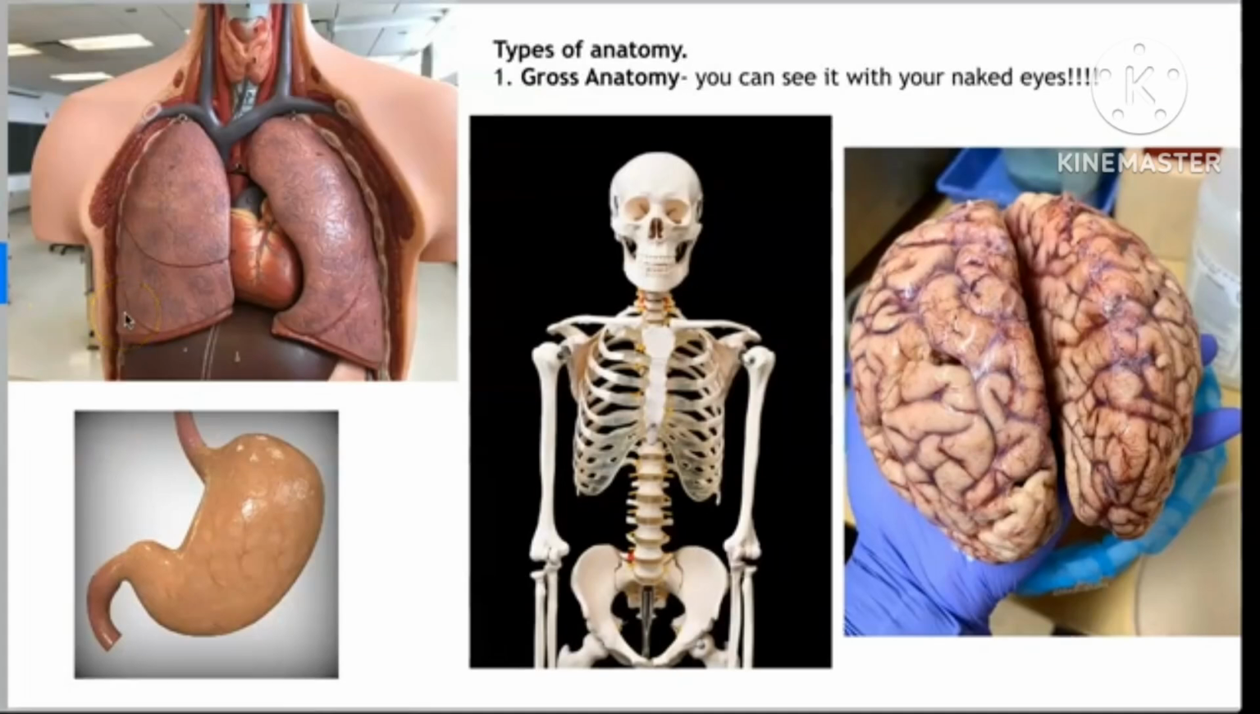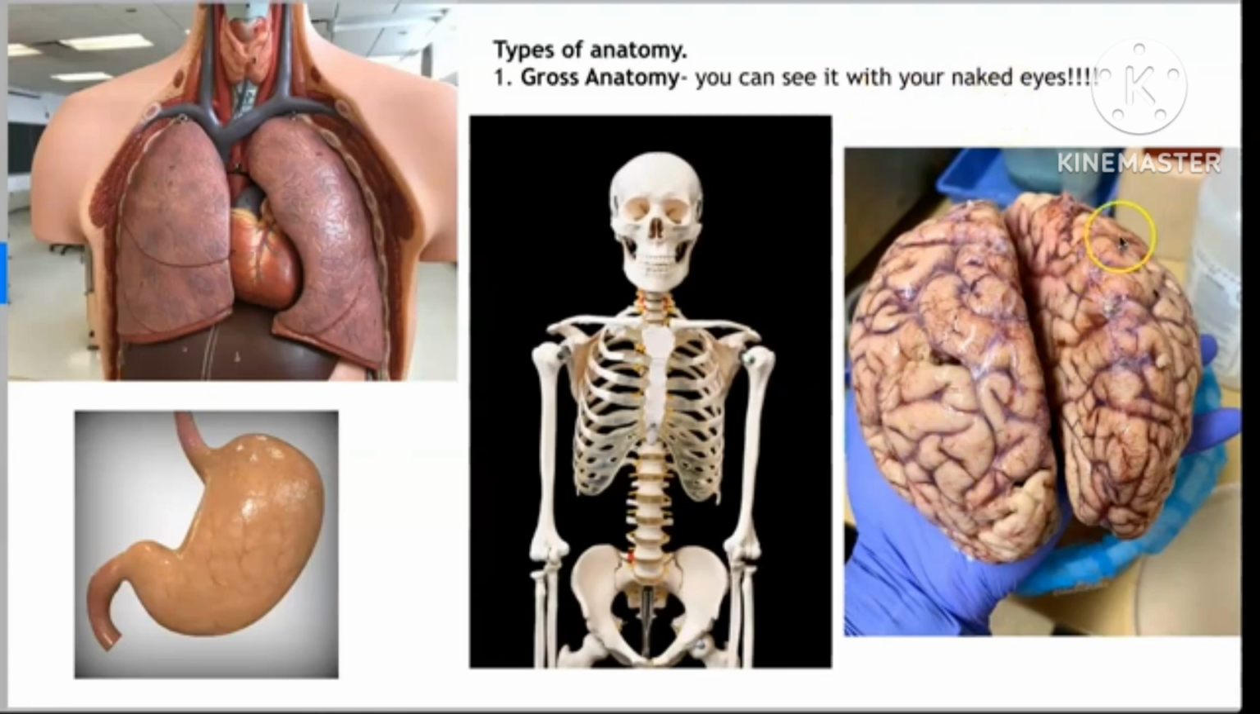Now, we're learning anatomy, and there's different types of anatomy, and we'll just go over them briefly. First one, gross anatomy. Gross is not gross like yucky. Gross means huge, large. If it's gross anatomy, you can see the anatomy with your naked eye. You don't need a microscope to see it.